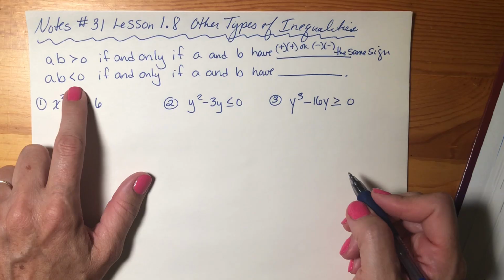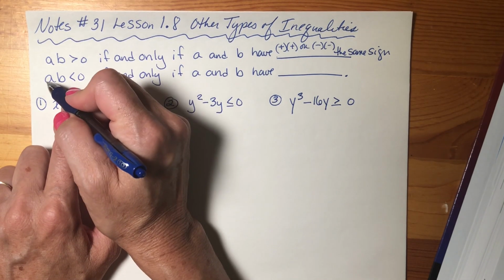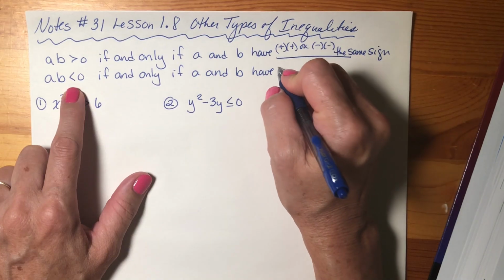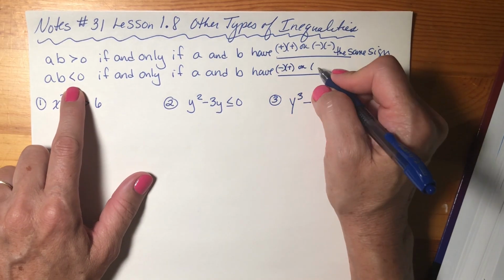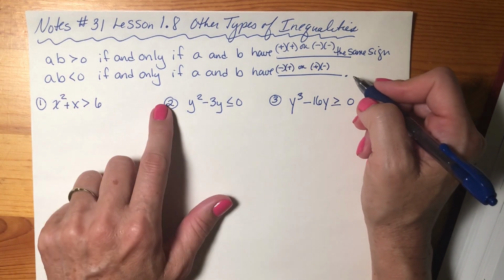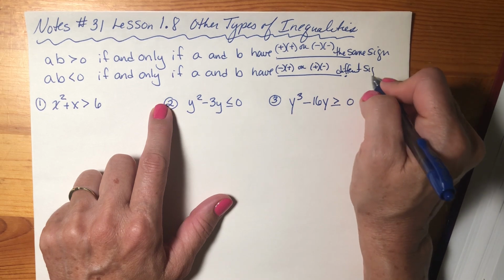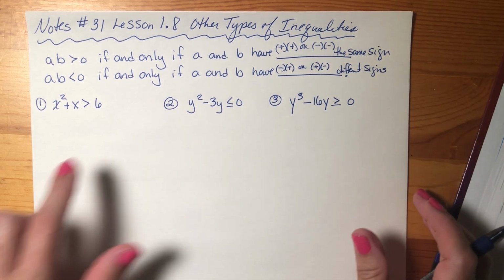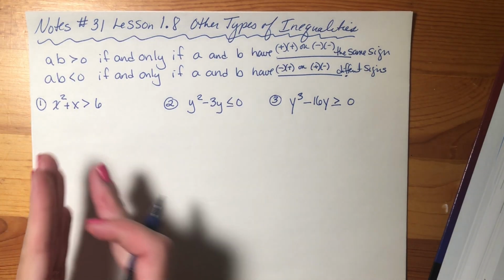If a times b is less than 0, all right, so to get a negative, a would have to be negative and b would be positive, so a negative times a positive, or I could have a positive times a negative? So I would say different signs. Okay, so that's going to help us with our lesson today. We're going to be thinking about the signs that we're going to use in our inequalities.